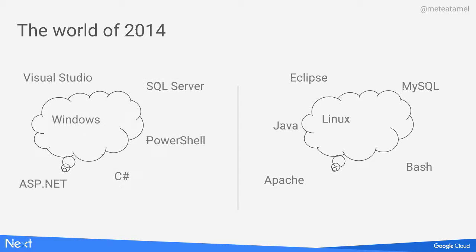And then parallel to that, we had the Windows world. Now, with the Windows world, you had similar things. So instead of Java, you had C#. Instead of Bash, you had PowerShell. Instead of MySQL, you had SQL Server, and so on and so forth. And the unfortunate thing was that these two worlds, they existed side by side, but they never really interacted.